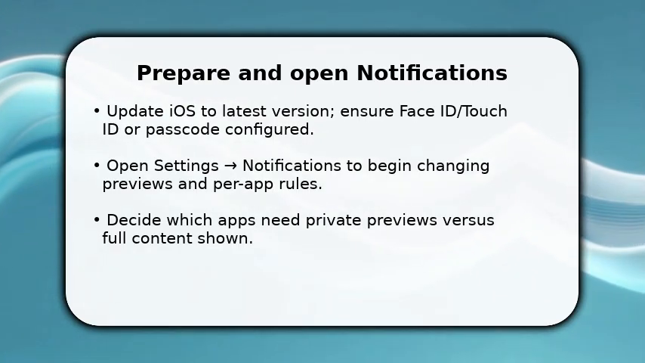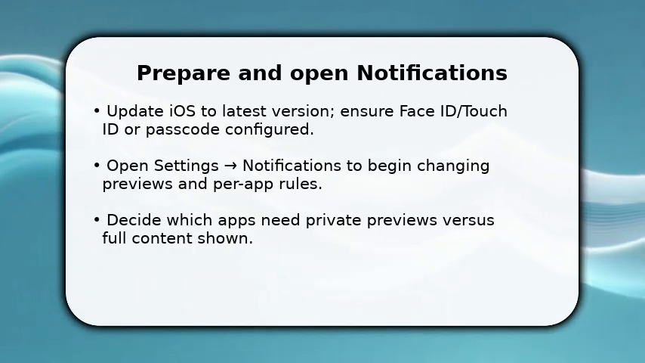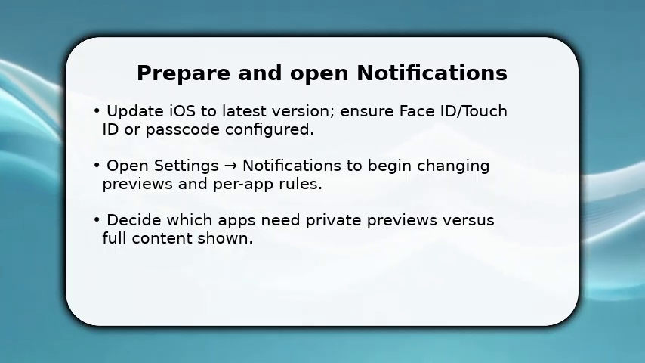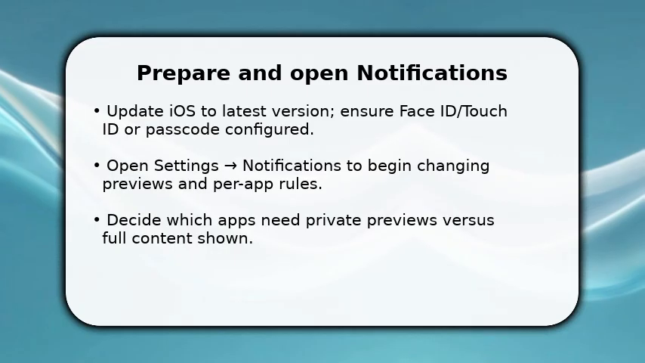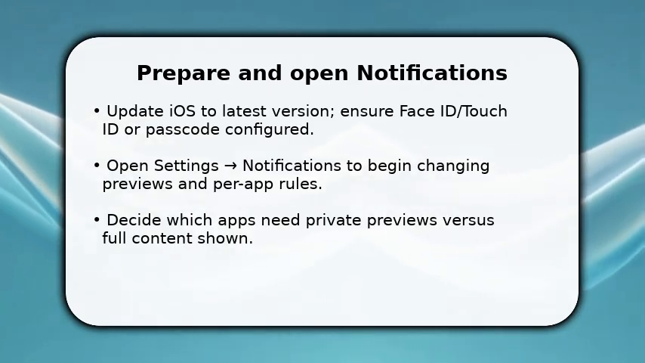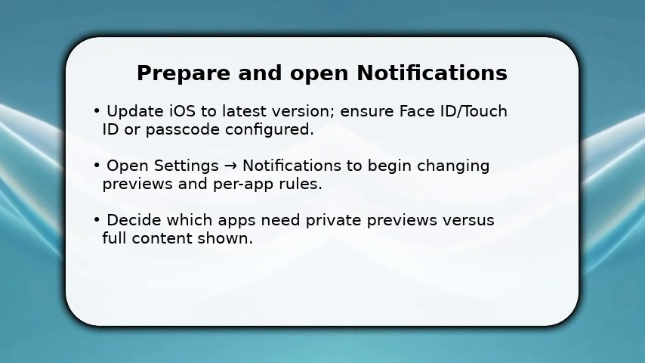You're not reading menus, you're choosing which apps show content on the lock screen. Decide now which apps must remain private and which can show a preview. This decision shapes the per app steps you'll take next, and it keeps you focused on privacy rather than guesswork.